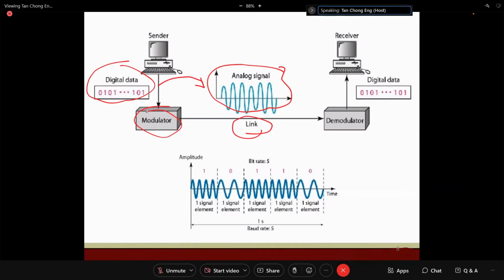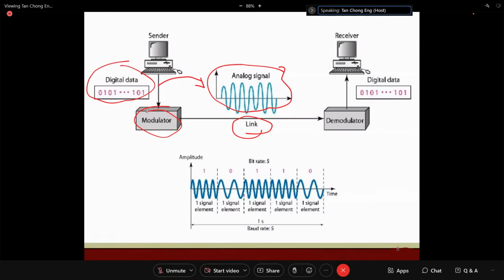It is just like when you get on a bus. Your digital data needs to get on the bus. What is the bus? The bus is actually the analog signal. So your 1 and 0 need to get on the bus. And how do you get on the bus? You have to go to the bus station, and the bus station for this computer network is actually a modulator.